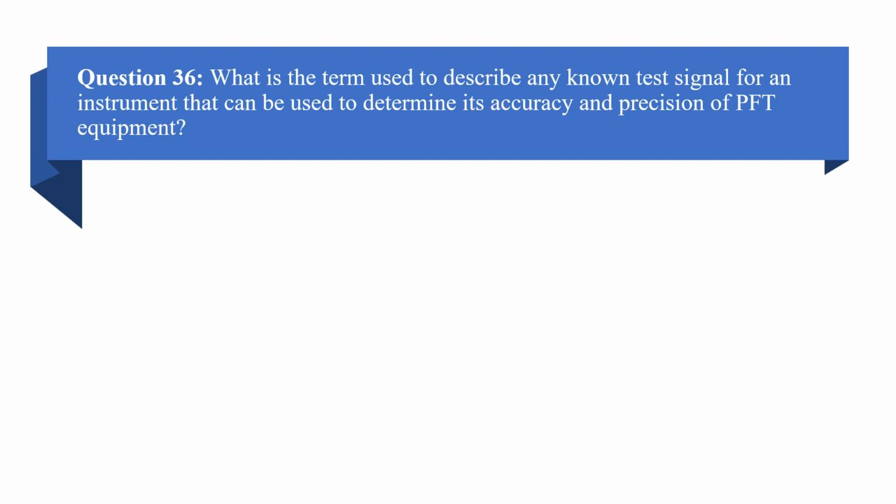Here again is one of those questions that really talks to determining the proper functioning of equipment, in particular the precision and the accuracy of equipment. So, question 36. What is the term used to describe any known signal, any known benchmark for an instrument that can be used to determine its accuracy and precision regarding PFT equipment? Choices are A, calibration, B, standard, C, correction factor, and D, control. The correct answer is in fact D.